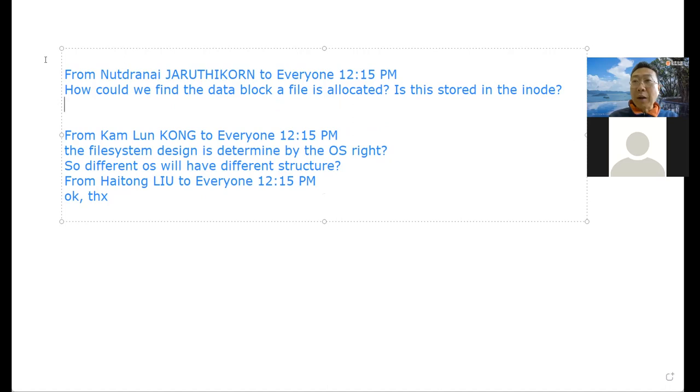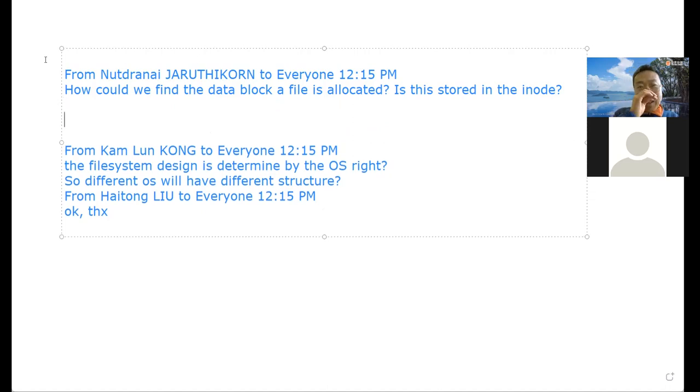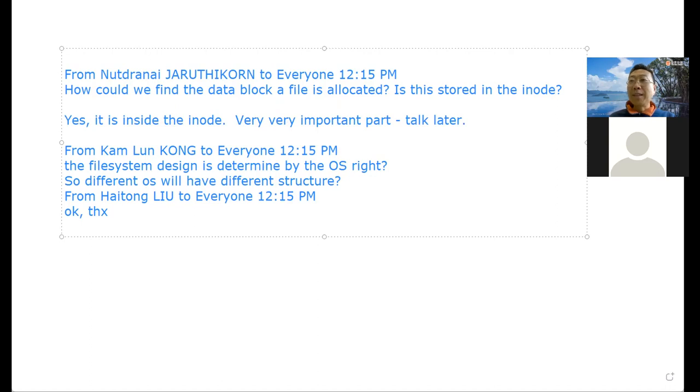This is a very good question: how can we find the data blocks of a file? Yes, it's inside the inode. How to find it, we will talk about later. This is a very, very important part. Generally speaking, it's inside our inode. This is why we say the inode is very important. If we have the inode, then we can find our data.